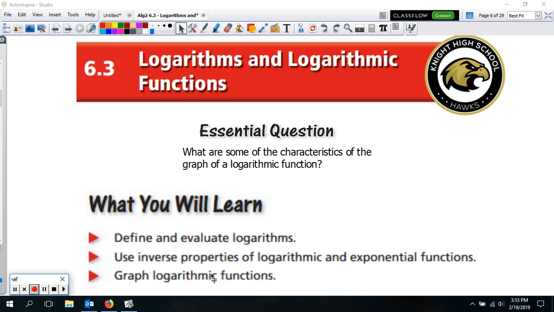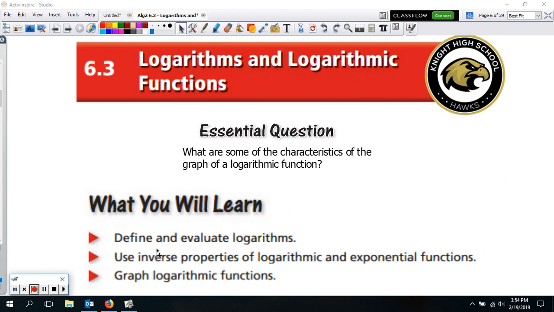Hey, Algebra 2, here we are with 6.3, and in this lesson we get to talk about logarithms and logarithmic functions, or logs as so often we call them. We're going to be talking about the definition of them and evaluating these logarithms, and we're going to be looking at some properties and using inverse properties of logarithmic and exponential functions.